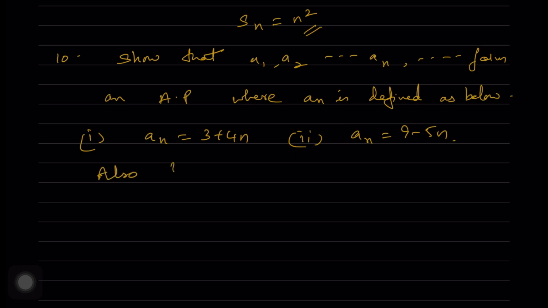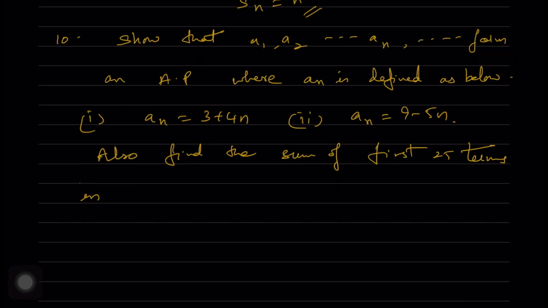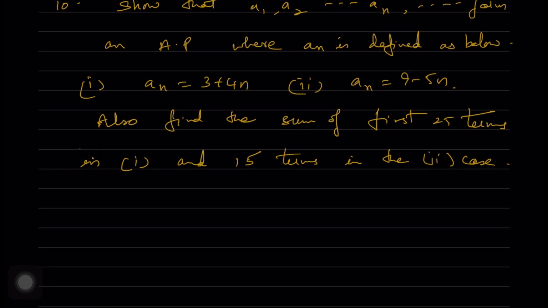So also find the sum of the first 25 terms in the first case and 15 terms in the second case. In the first case we are going to find it out differently, and in the second case we are going to find it out differently. In the same way, we have to find the sum of 15 terms in the second case, and the sum of 25 terms in the first case.